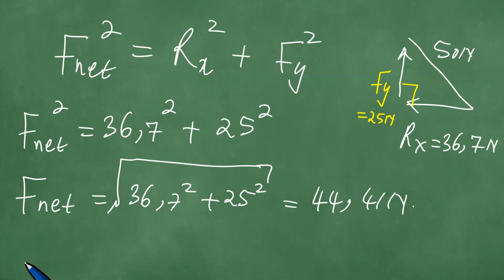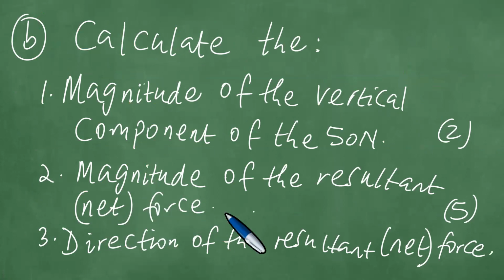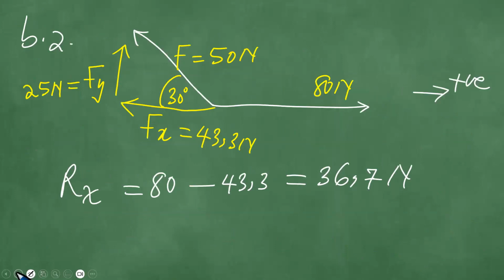Because this question was interested in us doing B part 2, and B part 2 was saying the magnitude of the resultant or net force, we have found the magnitude, so the direction is not important yet for the first part of the question. But the examiner now in part 3 is really saying the direction of the resultant or net force, B part 3.